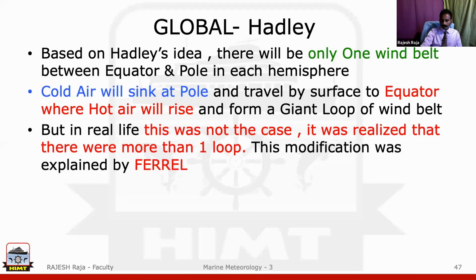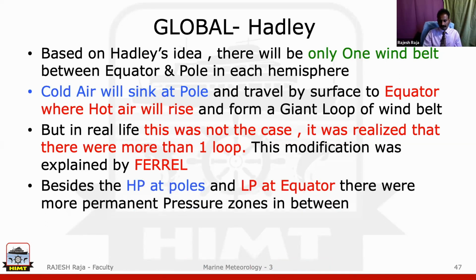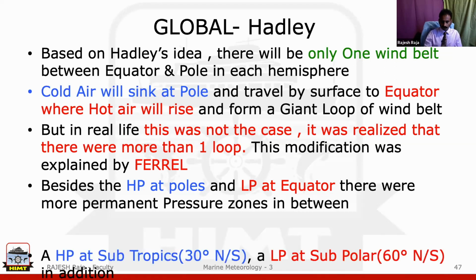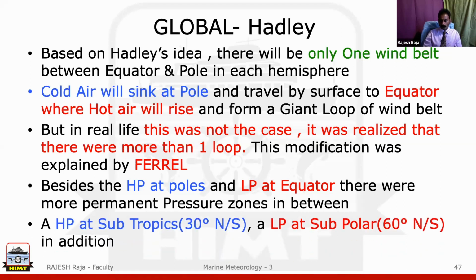So that was by someone called Ferrell. He said this is not a single loop, it's going to be more loops. How he explained is, he said that there is one more high pressure and a low pressure in between these two. So we have seen already the poles and the equator. So he proposed that there are two more permanent belts.